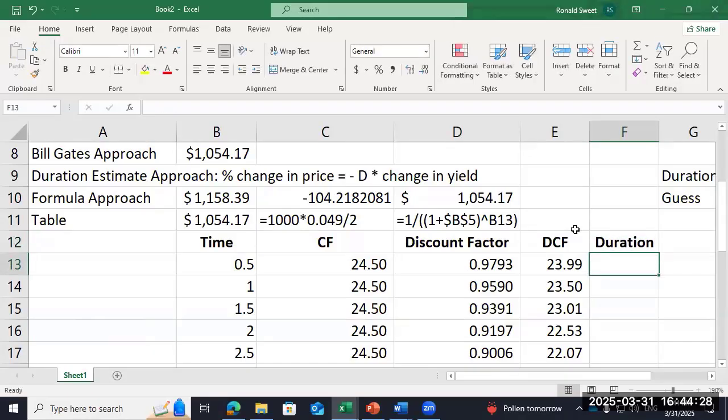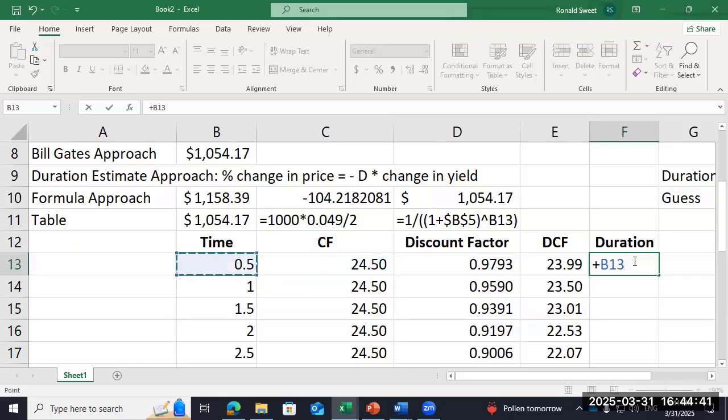What's the duration of this bond? What is duration? The weighted average time to maturity using discounted cash flows as the weight. That's all it is. Here's time. Here's the discounted cash flow. So we just take time times the cash flow divided by the price.